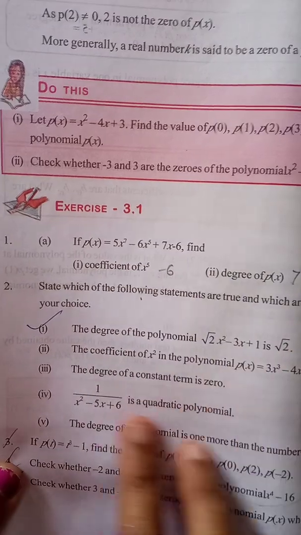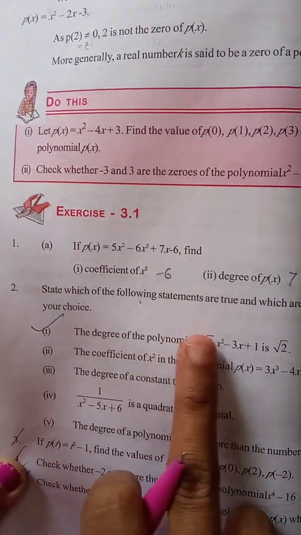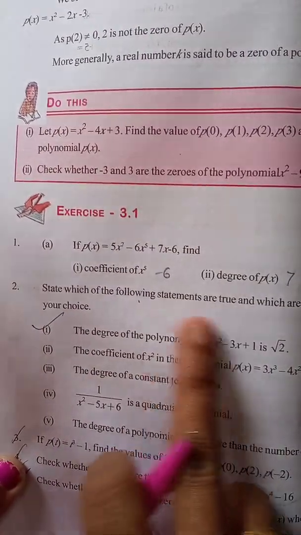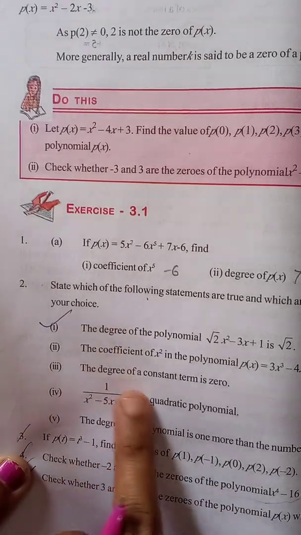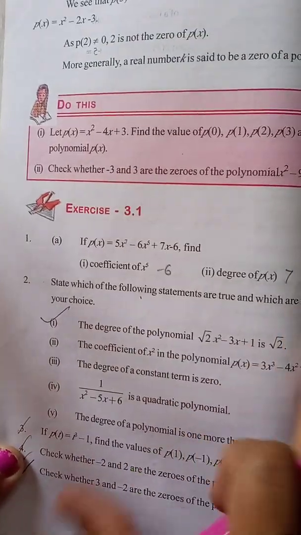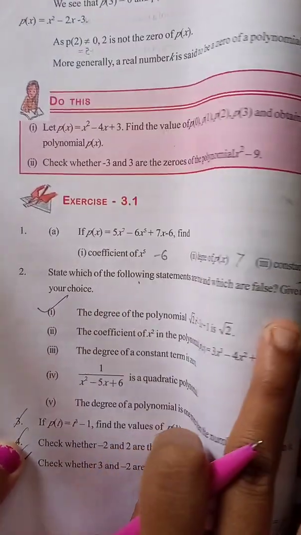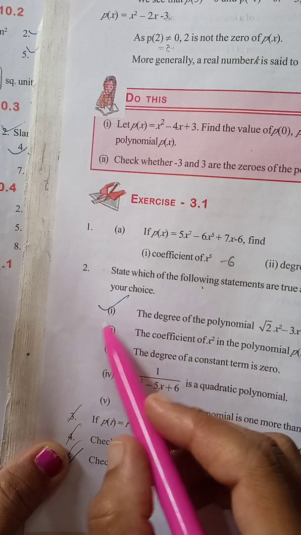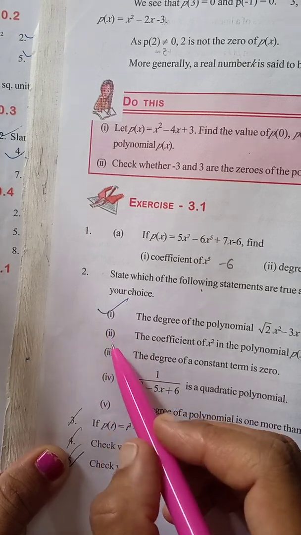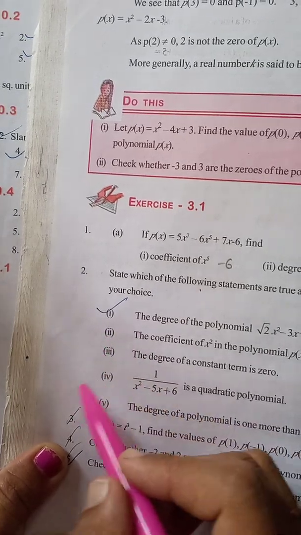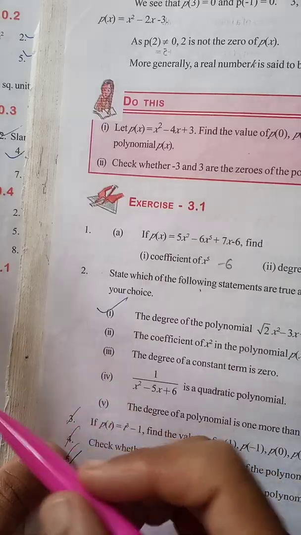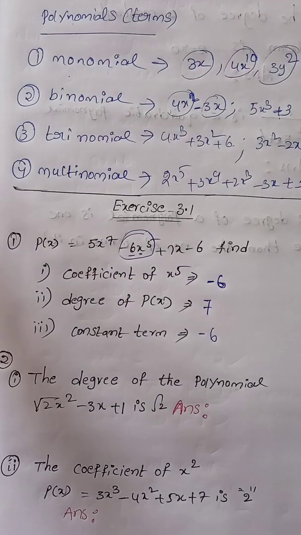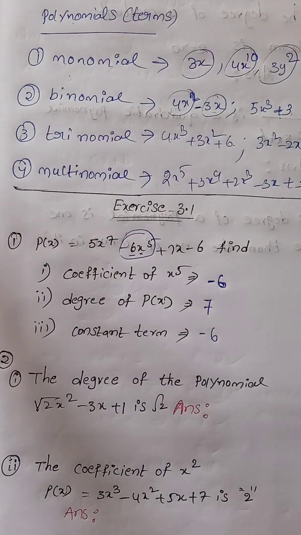What is the second question? State which of the following statements are true and which are false. Give reasons for your choice. Here we have some statements. In these statements, we have to find which is a false statement and which is a true statement. Okay. And we have to write the reason also.